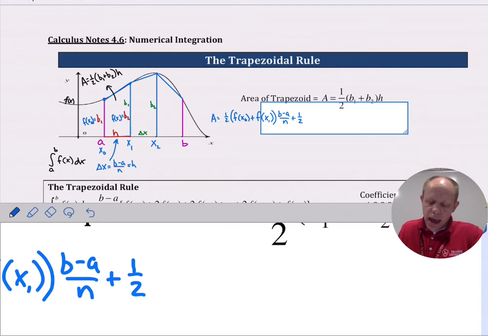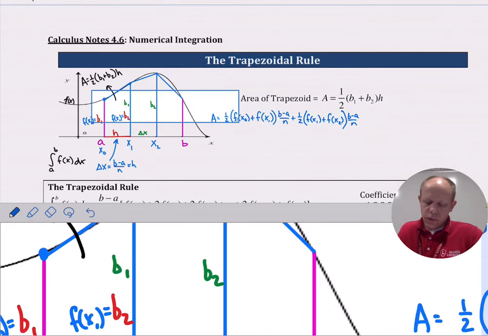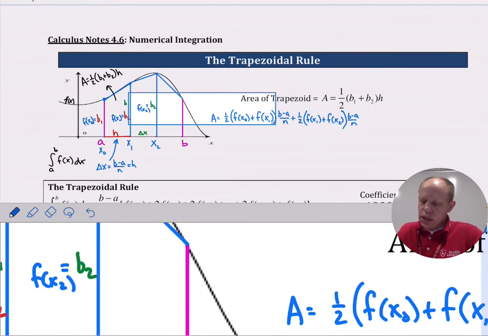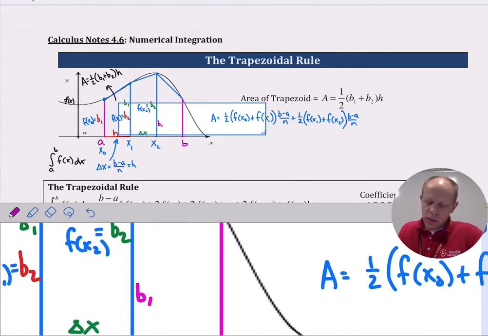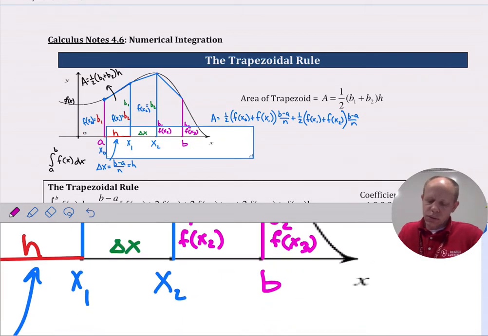And so that one's going to be 1/2 times (f of x sub 1 plus f of x sub 2) times the height, which is still (b minus a) over n. So hopefully we can see there that that b sub 2 was f of x sub 2. And if we go on to our third one now, we change once again. And so this becomes our b1 and this becomes our b2. And so now we have f of x sub 2 here, and this one's going to be f of, well, x sub 3. We'll just call that x sub 3 down here.